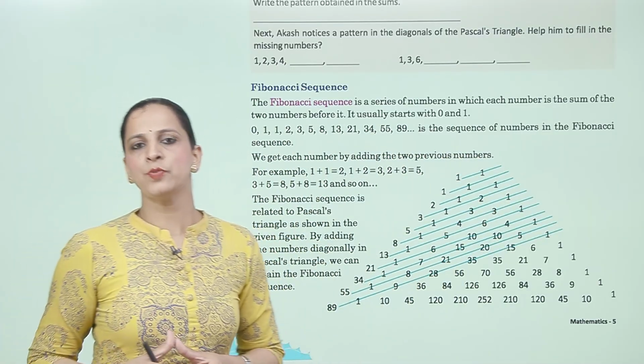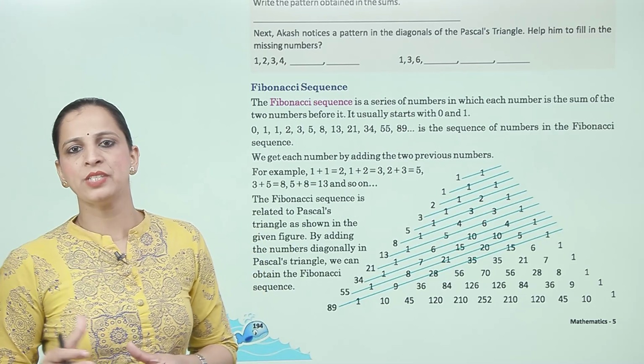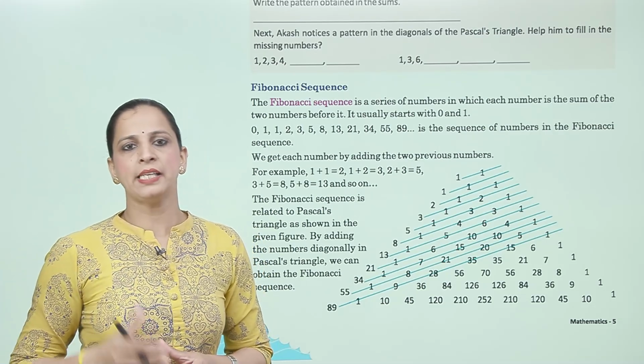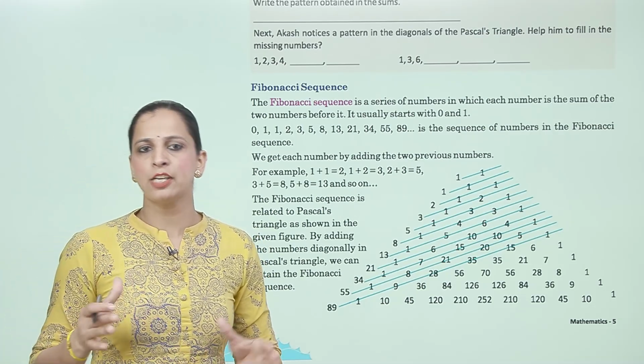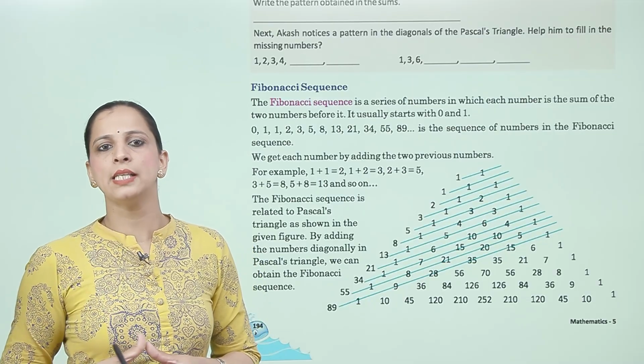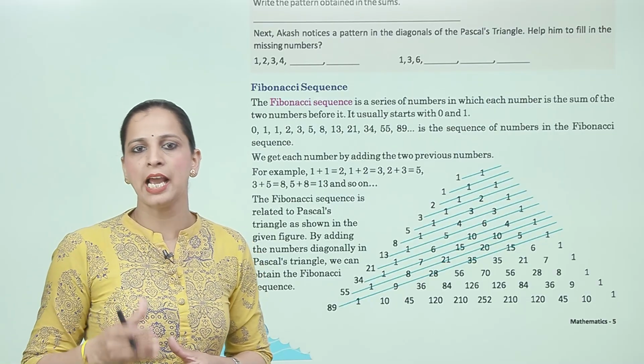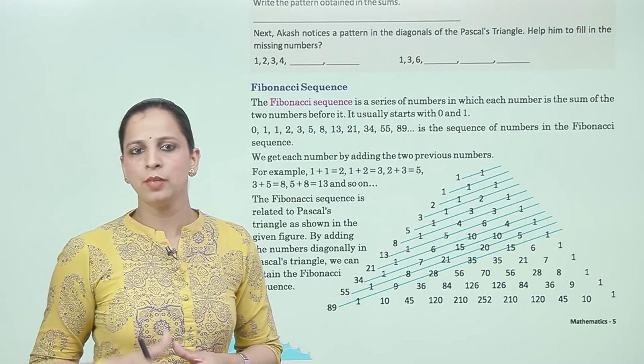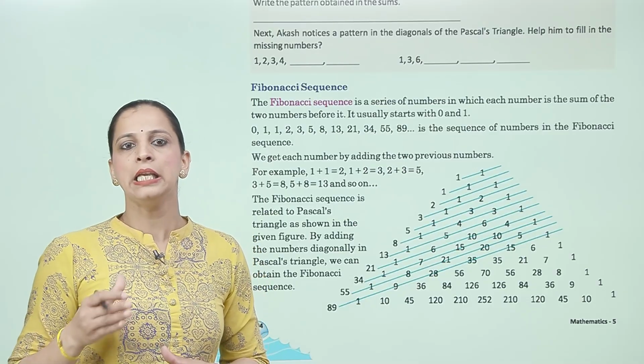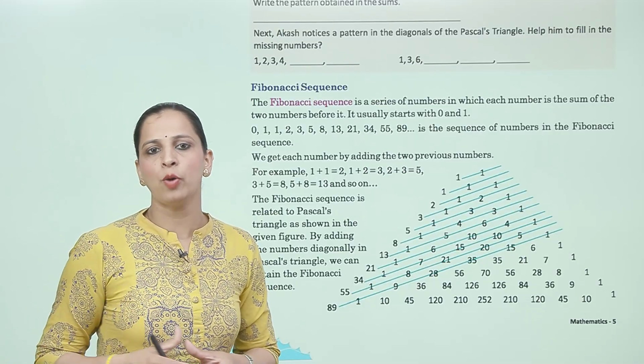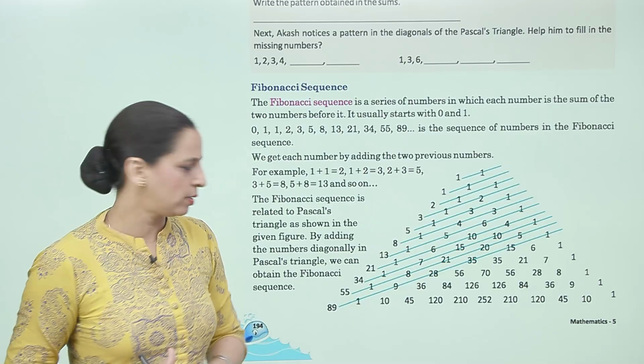For example, 1 plus 1 is 2, 1 plus 2 is 3, 2 plus 3 is 5, 3 plus 5 is 8, 8 plus 5 is 13 and so on. The Fibonacci sequence is related to Pascal's triangle as shown in the given figure. By adding the numbers diagonally in Pascal's triangle, we can obtain the Fibonacci sequence.